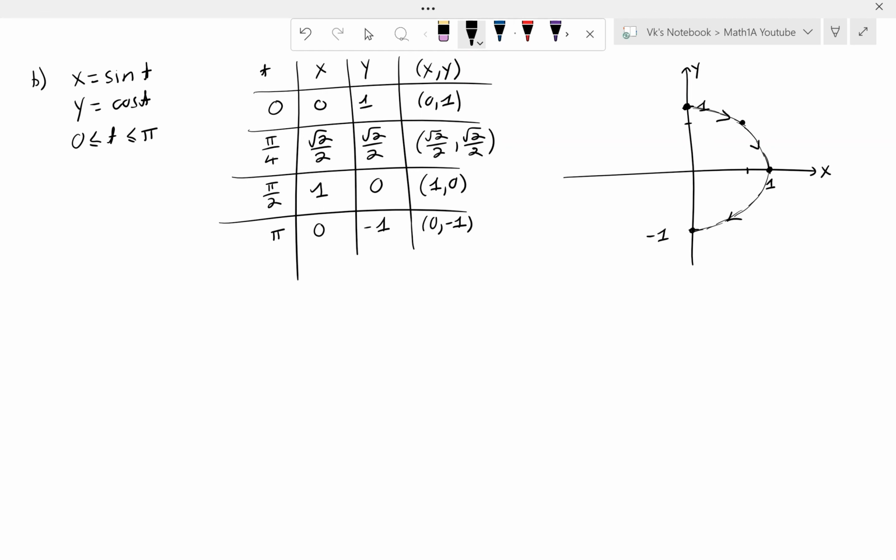Very cool. It is not a function. Notice that it's not a function because it fails the vertical line test. So we use parametric equations to model the path that an object travels.